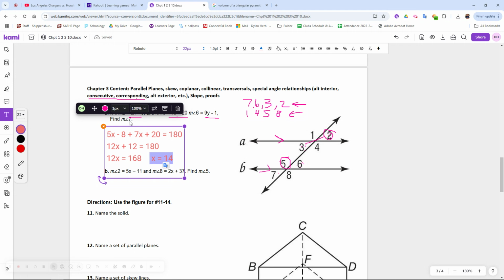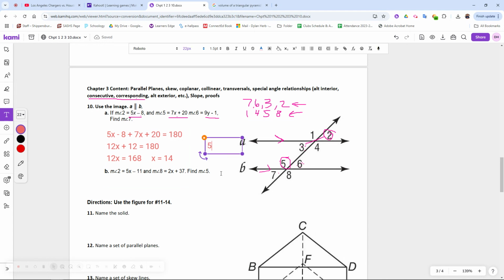Well, 7 is the same as 6, and 6 is the same as 3, and 3 is the same as 2. So they gave me angle 2, so all I have to do is plug this 14 back in here to angle 2, and that should be my right answer. So that's 5 times 14 minus 8. So what's that? 70 minus 8 is just coming out to 62 degrees. So 62 should be your final answer there.